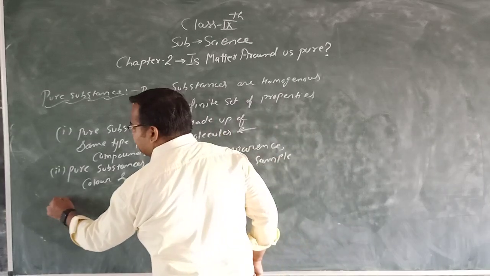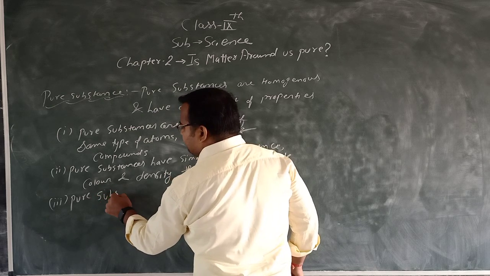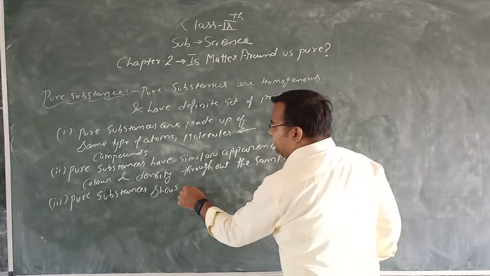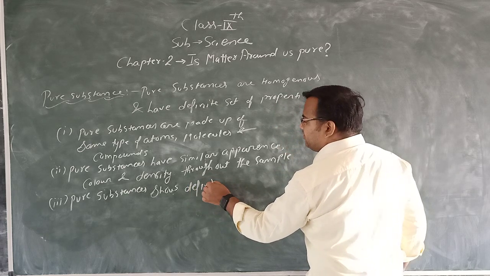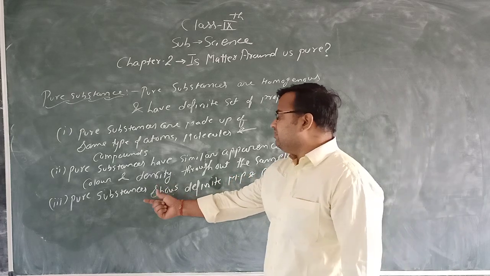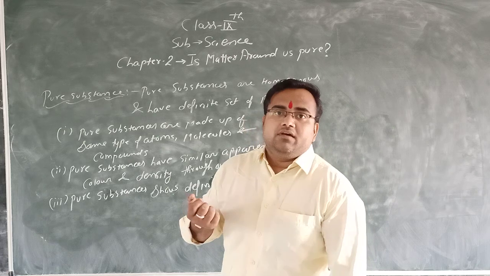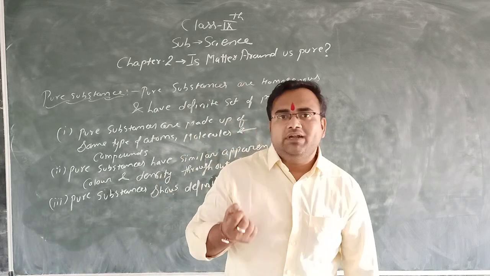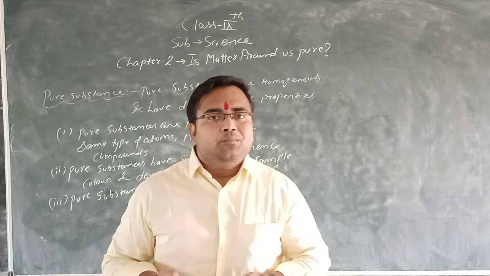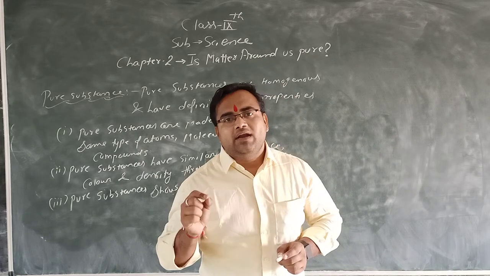Third property is pure substances show defining melting point and boiling point. That means what? If any pure substance, for example, a crystal of pure salt is taken, for example its melting point is 200, so it will melt at 200 only. If the substance is pure, it will melt at 200 degrees Celsius only.